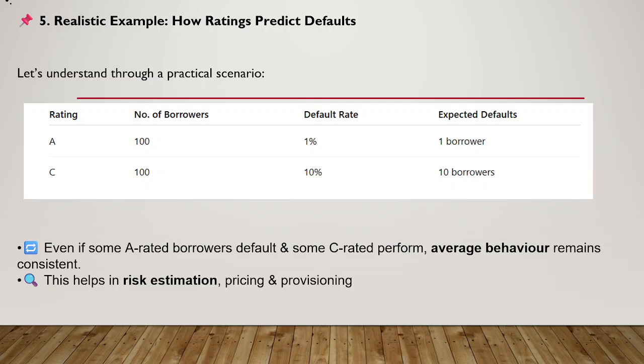Suppose a bank has 100 borrowers rated A and 100 rated C. Over time, the bank might observe that only 1 or 2 of the A-rated borrowers default, while 10 to 15 of the C-rated borrowers fail to repay. That's a clear pattern. The group behavior is predictable even if individuals vary. This predictability is what makes credit scoring models so useful.